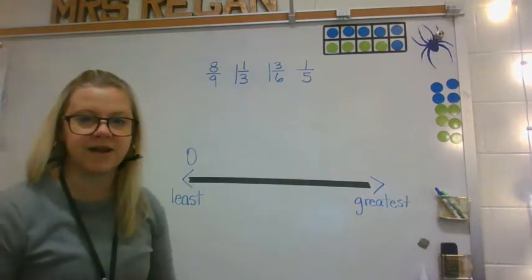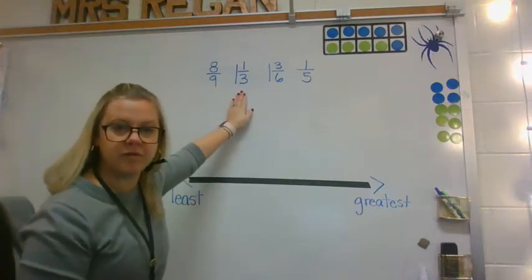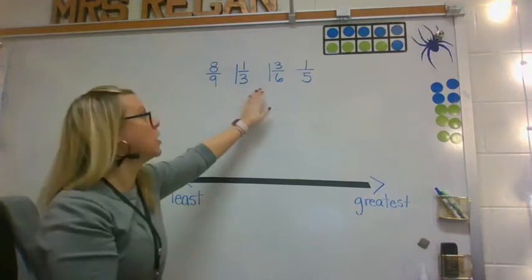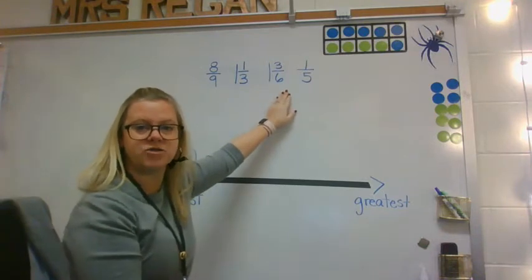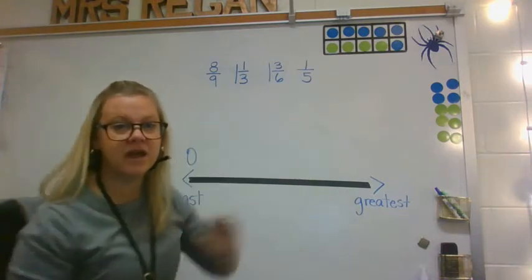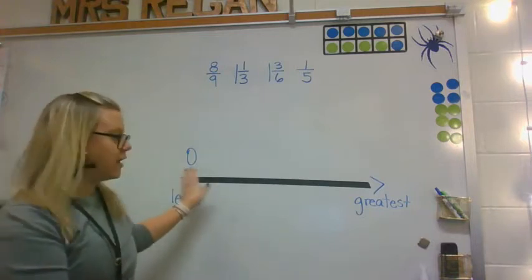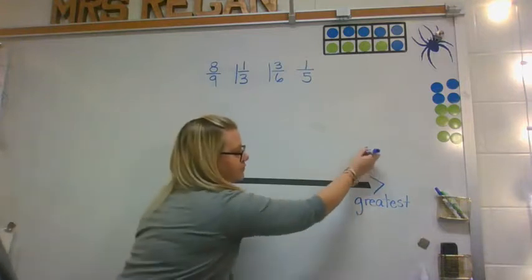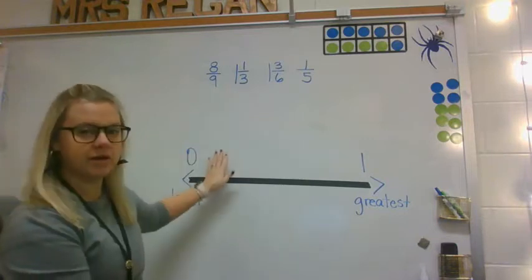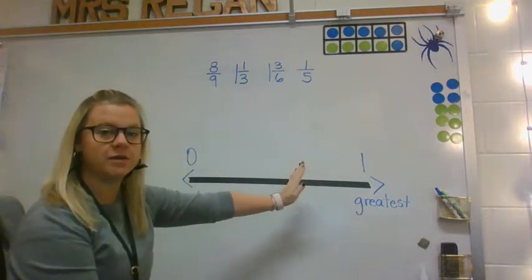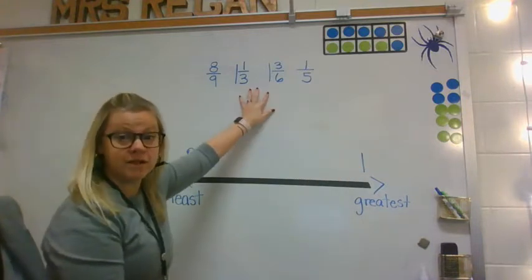So now let's look at the list of fractions that we have. 8/9, 1 1/3, meaning 1 whole plus a little extra. 1 3/6, meaning 1 whole plus a little extra. And 1/5. Now, if we just look at our list of fractions, we know that there's nothing smaller than 0. And normally our number line would have a 1 over here between 0 and 1. But look at our fractions. Is everything up here in between 0 and 1? Or do I have some numbers that are bigger than 1? I do. I have a couple numbers that are bigger than 1.